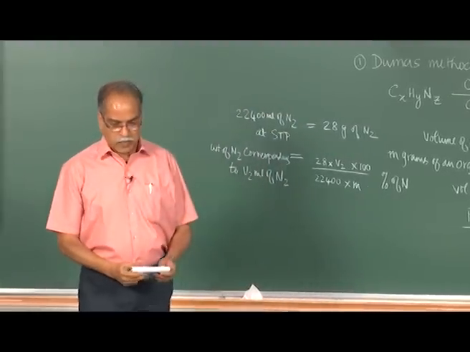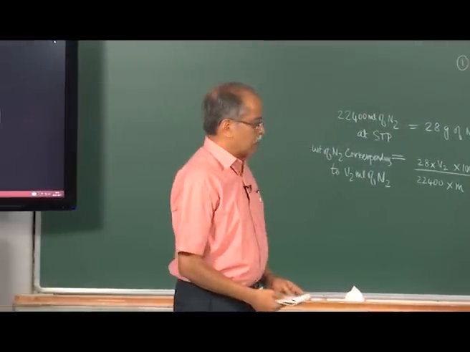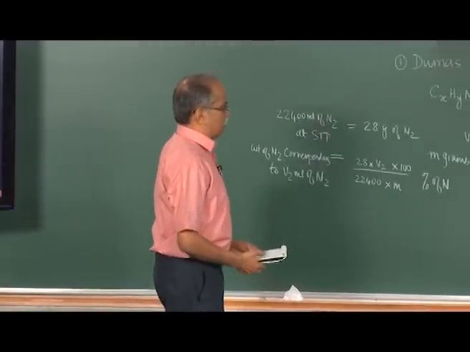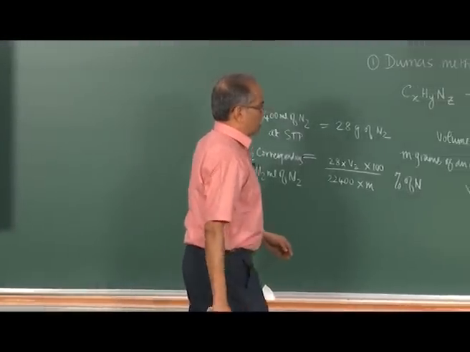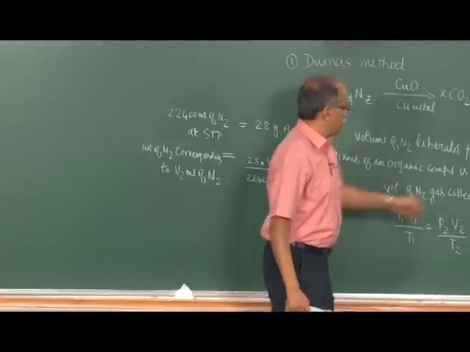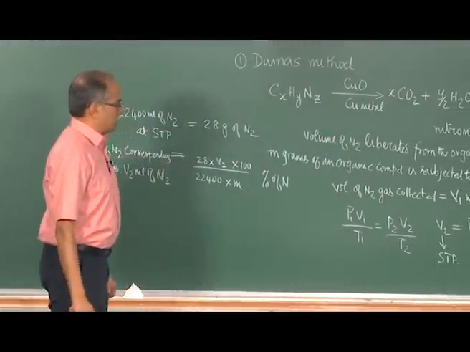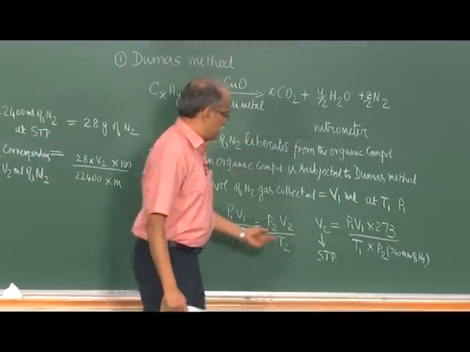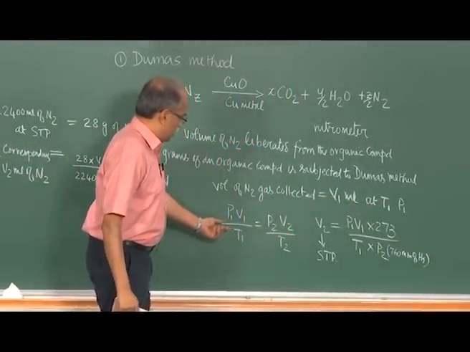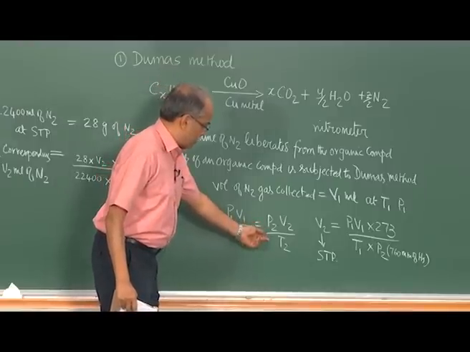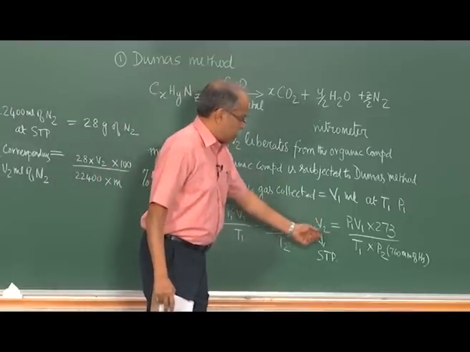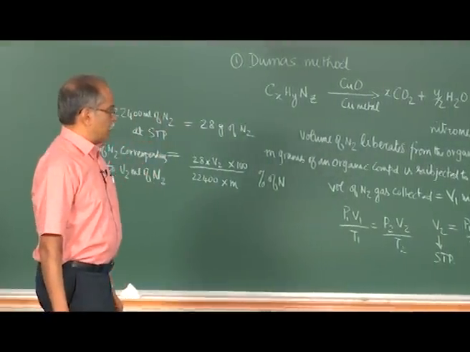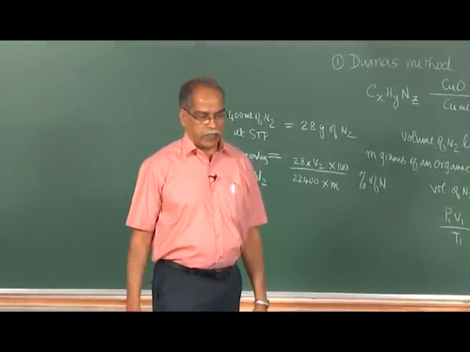So, the basic principle is that the nitrogen present in the organic compound is converted into gaseous N2, and the N2 is collected in a nitrometer. The volume of N2 collected is at the laboratory temperature and pressure, and that is converted using this expression, P1 V1 by T1 equal to P2 V2 by T2, into standard conditions, namely 1 atmospheric pressure, that is 760 millimeters of mercury, and 273 Kelvin of temperature.